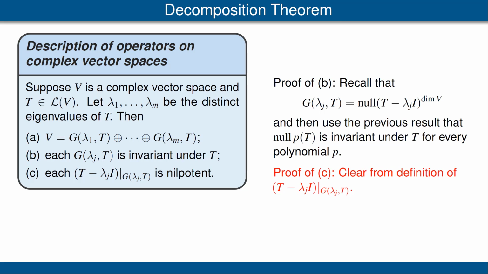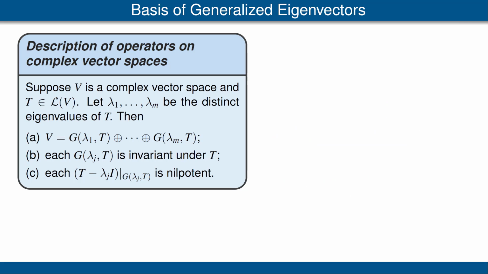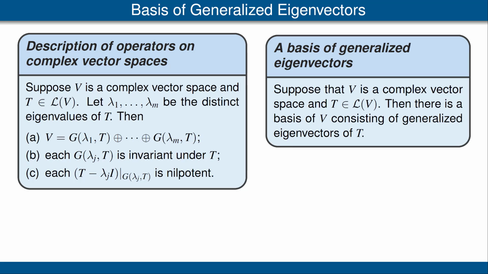Now let's erase the comments about the proofs of part B and C so that we can add another result. Here it is. This result says that if V is a complex vector space and T is an operator on V, then there's a basis of V consisting of generalized eigenvectors of T. It would be nice if there were always a basis consisting of eigenvectors of T, but that is simply not true. This is a close substitute, and it's a great and easy theorem to remember.